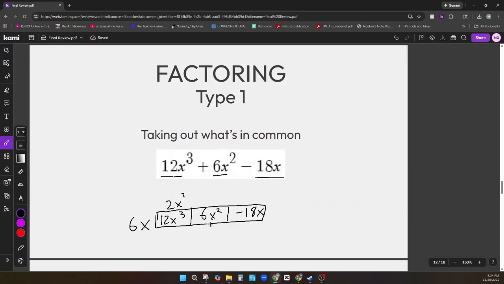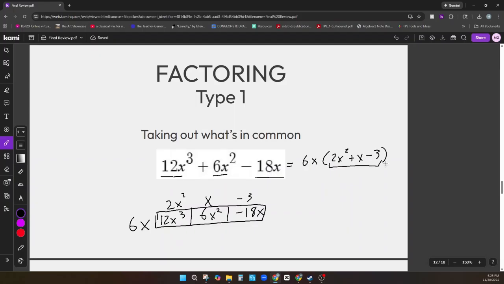And now I'm going to look at my second term. 6x times what gives me 6x squared? That's going to be x. And 6x times negative 3 gives me negative 18x. So this is all going to equal 6x times 2x squared plus x minus 3. And as far as factoring my type 1 way, I am done.